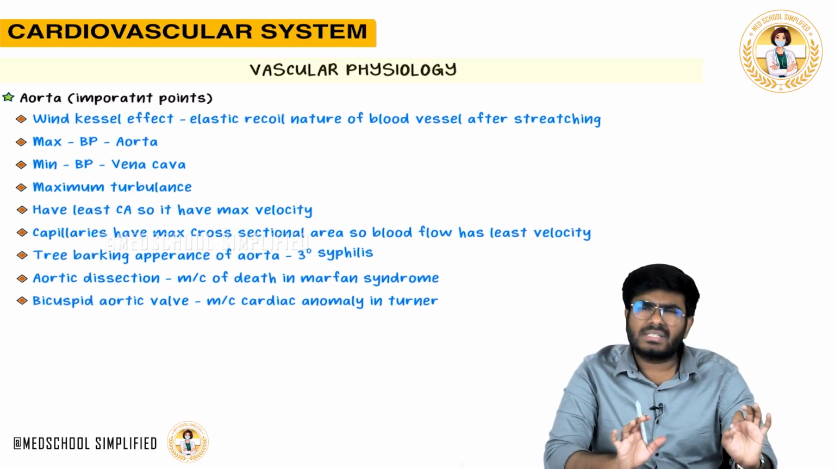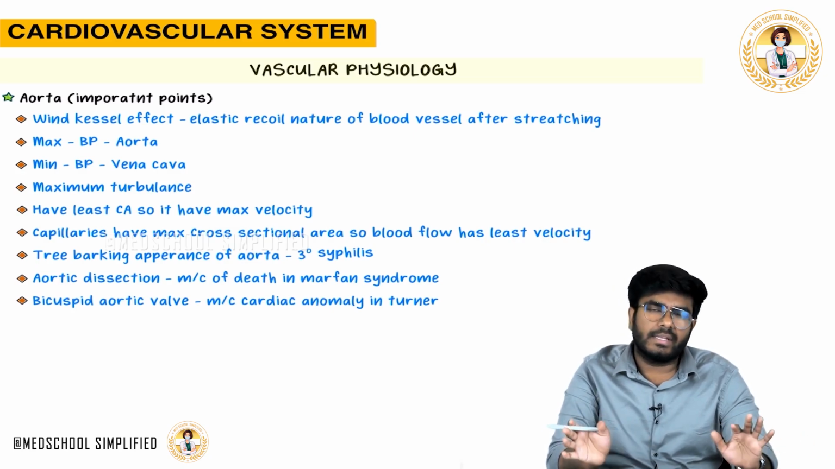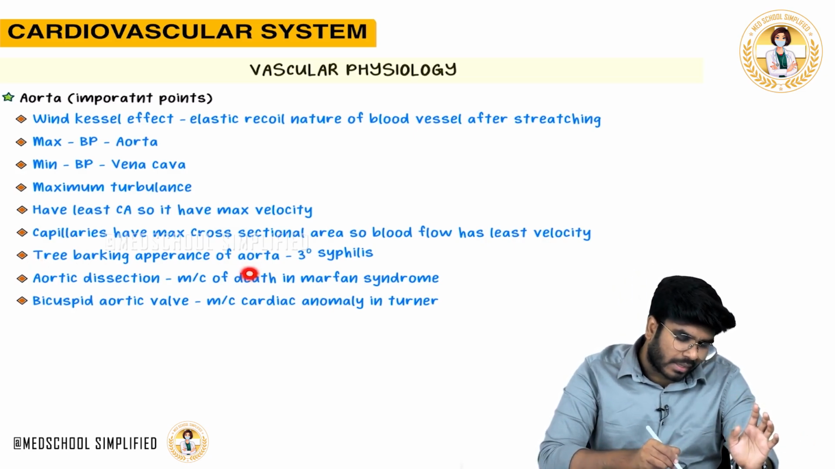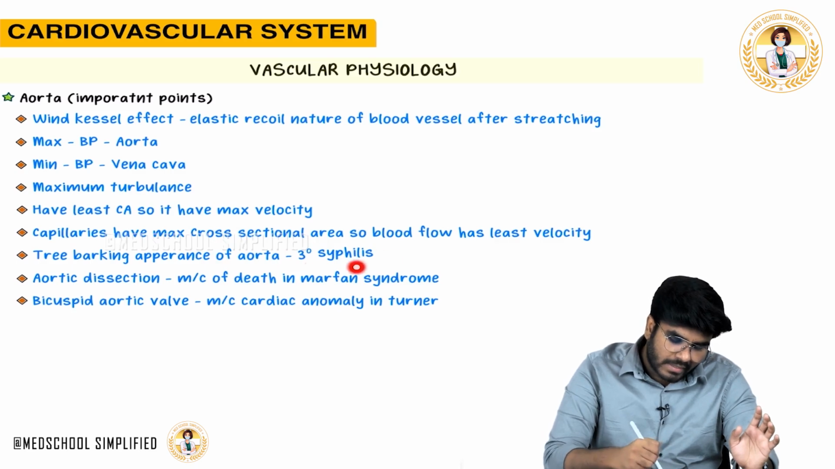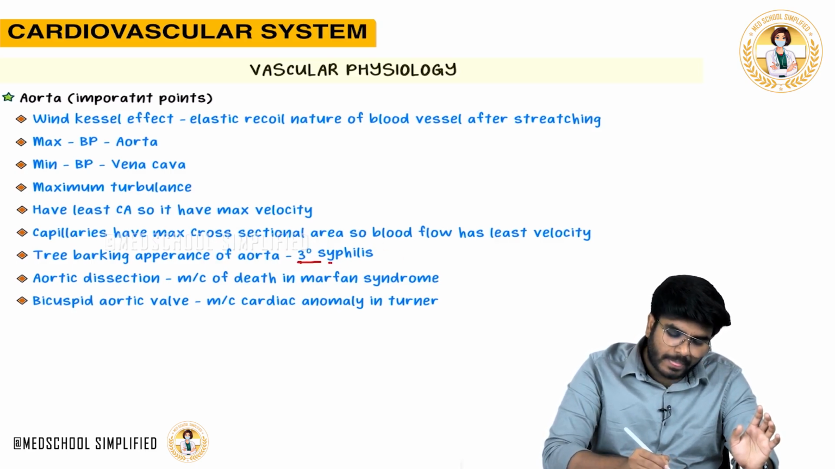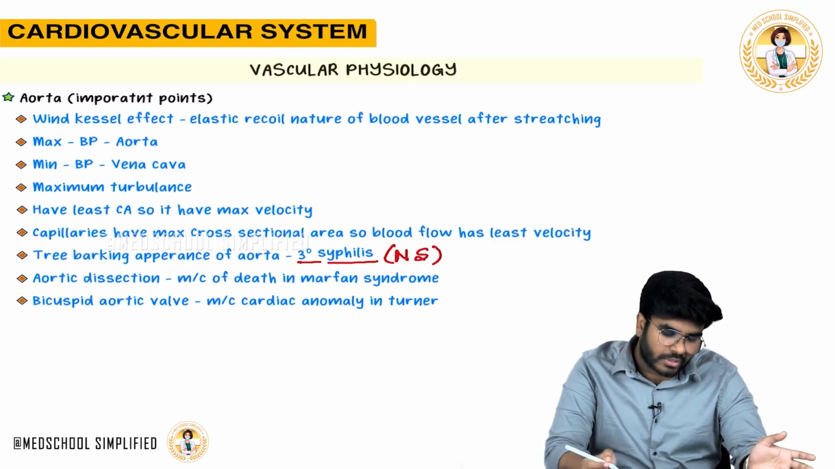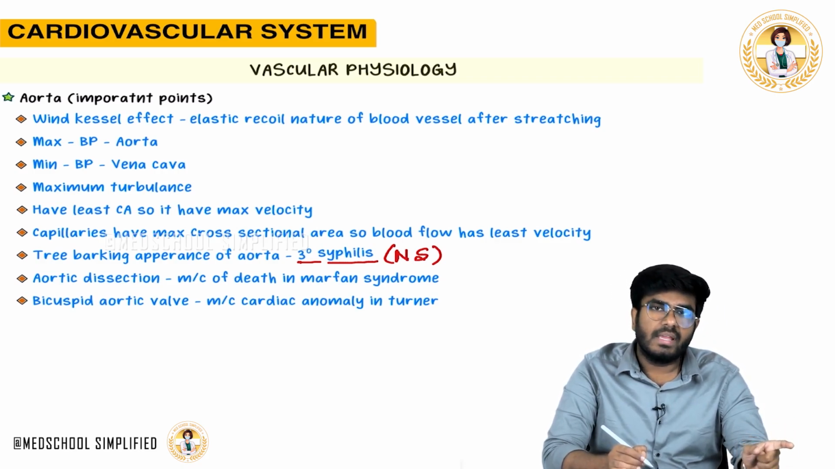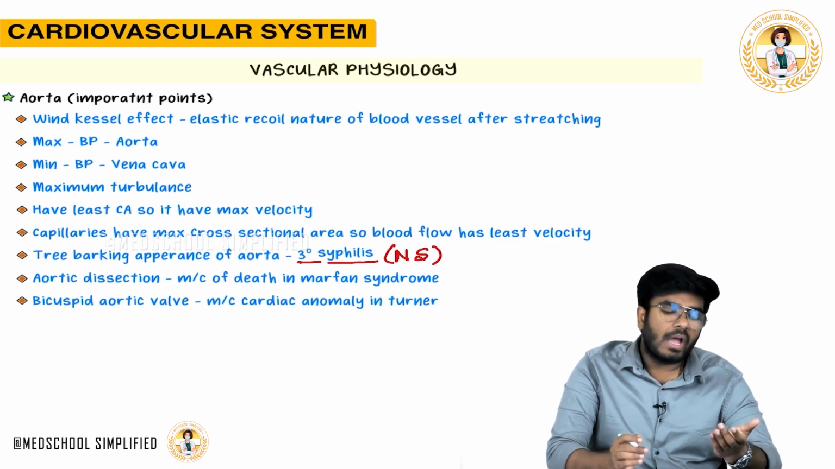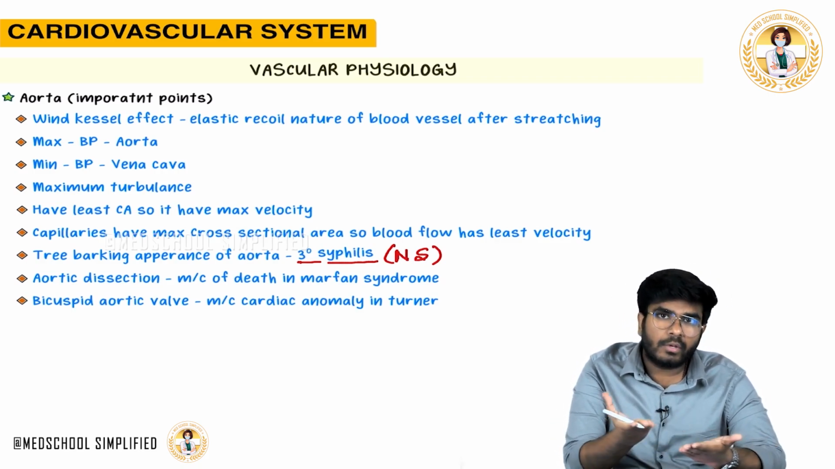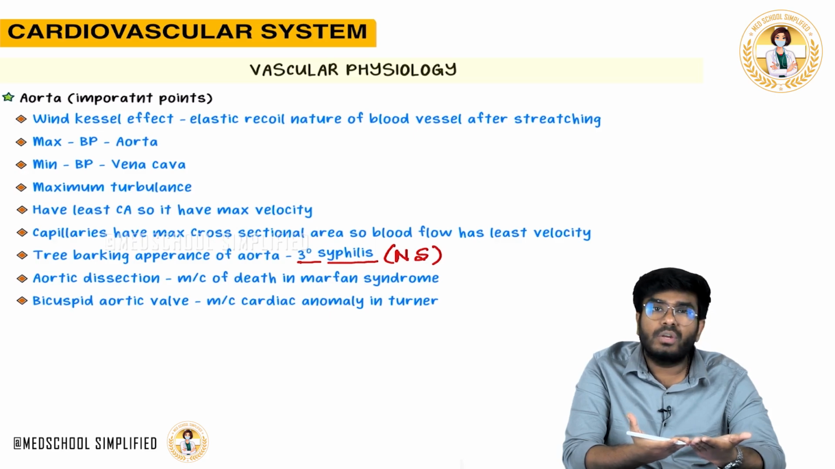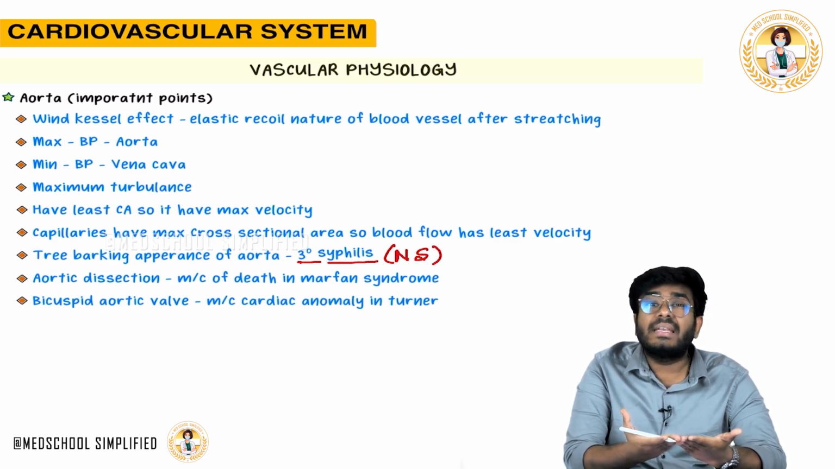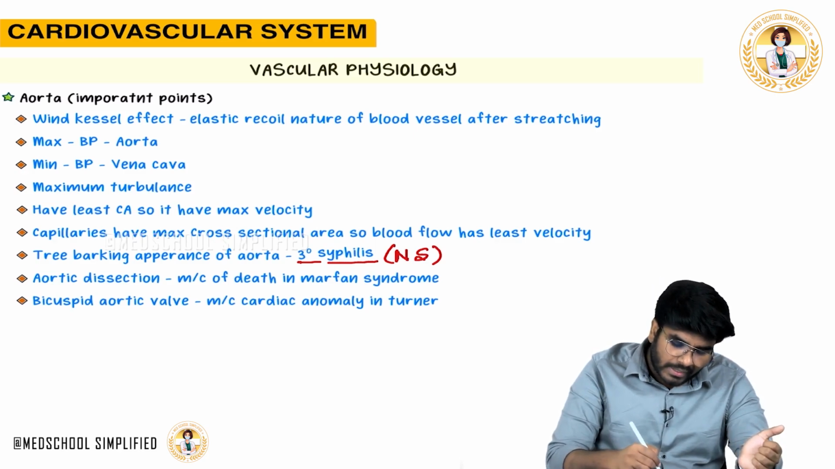Now here I just want to discuss some important points about the aorta, which are clinical integrations. The aorta is going to have a tree barking appearance in a disease called tertiary syphilis, sometimes called neurosyphilis. In this condition the central nervous system is affected, as well as the heart, especially the aorta. After the death of the person, if you do the post-mortem and look at the aorta, the wall of the aorta looks like a tree bark. This is called the tree barking appearance. So tree barking appearance of the aorta is seen in which condition?